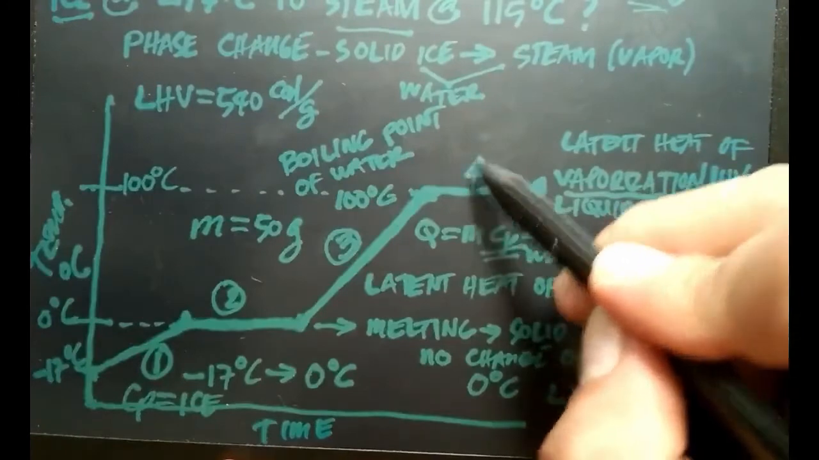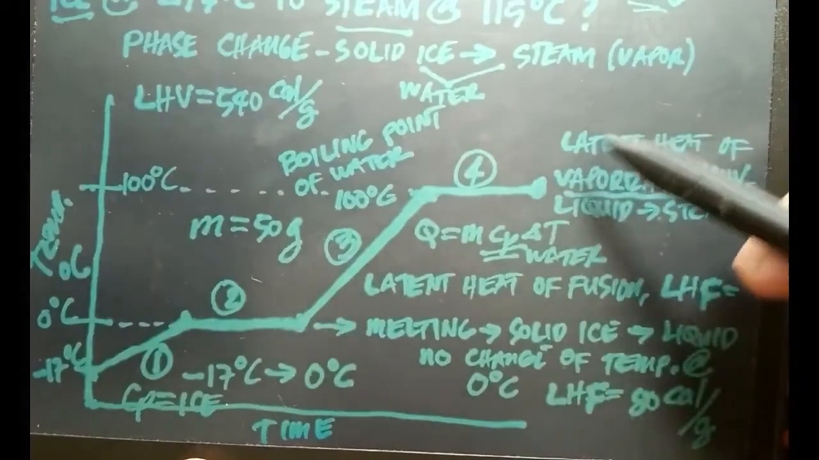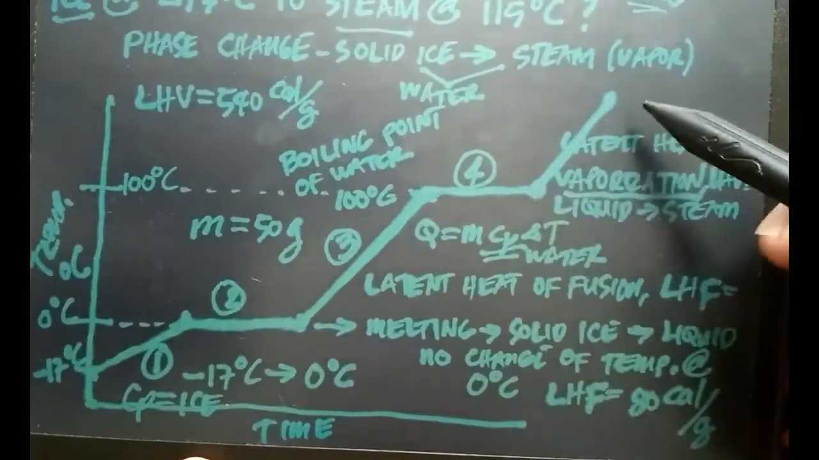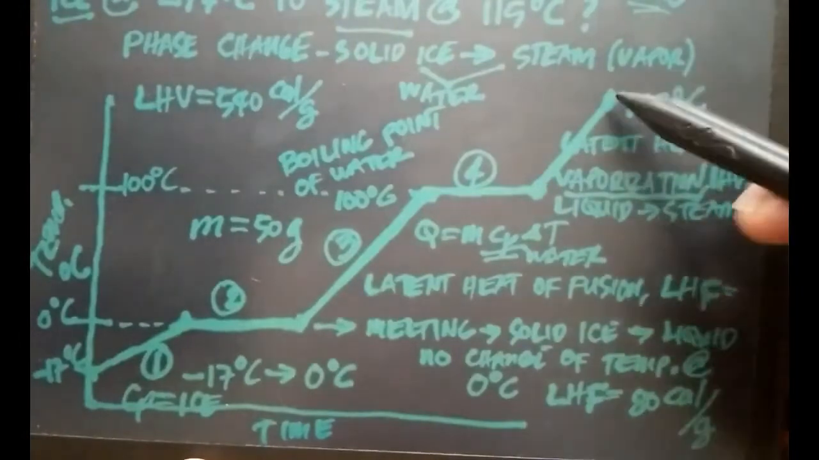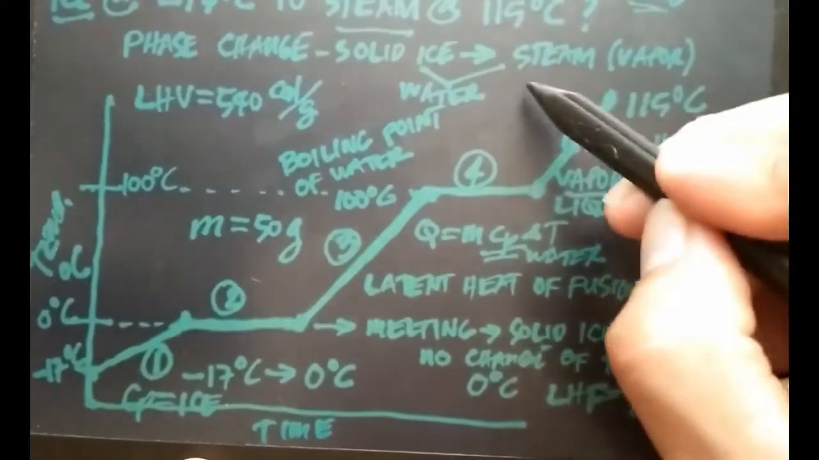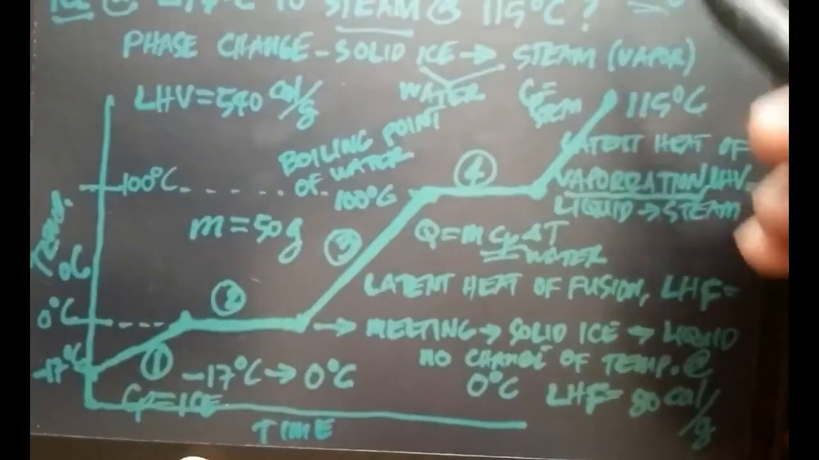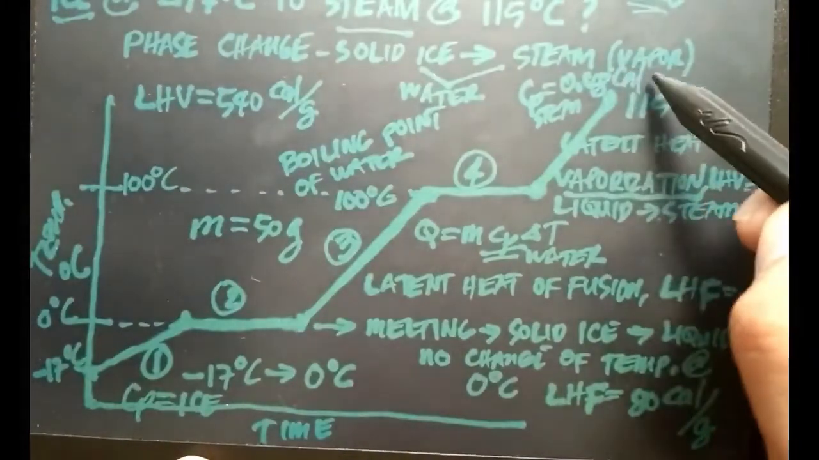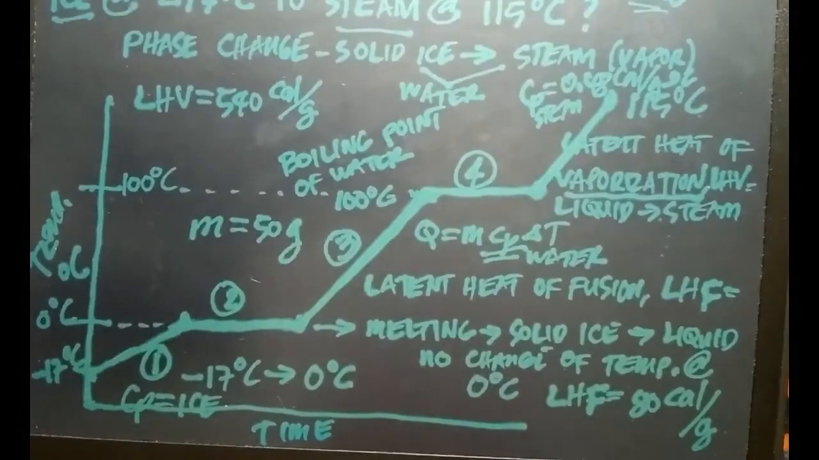At this time, we're going to add heat. In our problem, we'll heat the steam up to 115 degrees Celsius. So we will add heat until it reaches 115 degrees Celsius. At this time, we're going to use the specific heat of steam, which is equivalent to 0.48 calories per gram degree Celsius. And we're also using the formula Q equals mass times specific heat of steam times change in temperature.